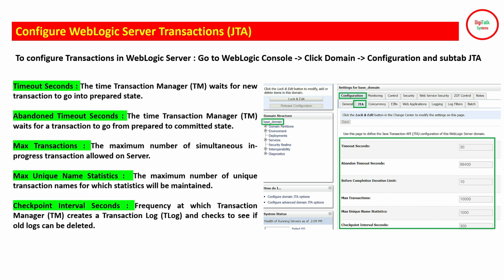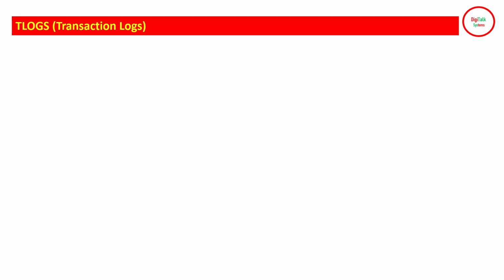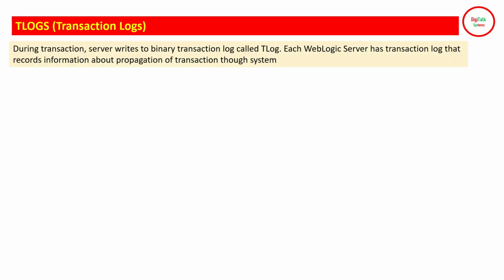Okay, and then you have a checkpoint interval seconds. That means this is the frequency at which the transaction manager creates a transaction log and checks to see if the old logs can be deleted, which is based on the policy that you have configured. Okay, and this is the checkpoint interval when your transaction logs get created or updated. Okay, so now we have complete clarity on TLOG.